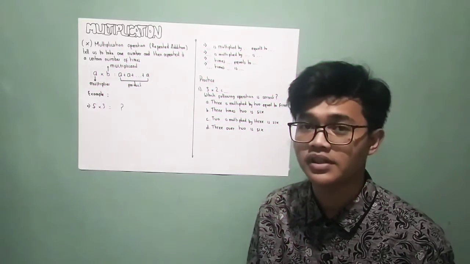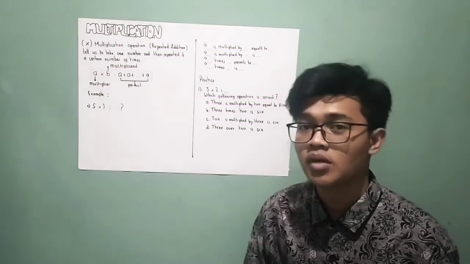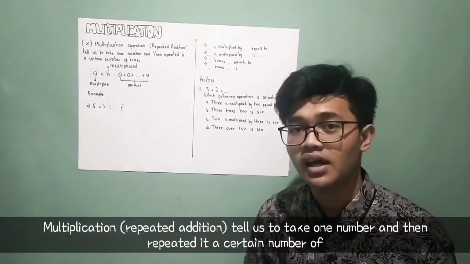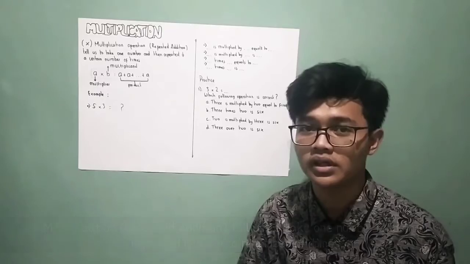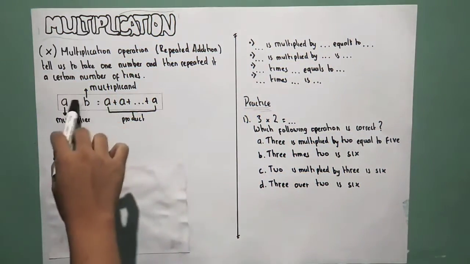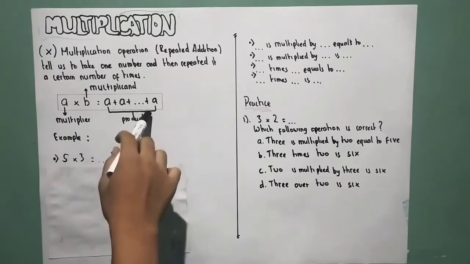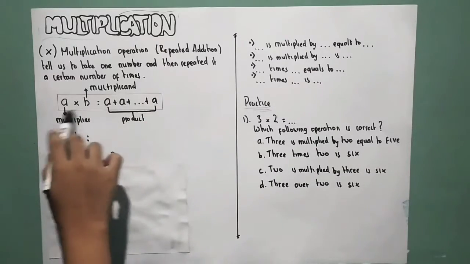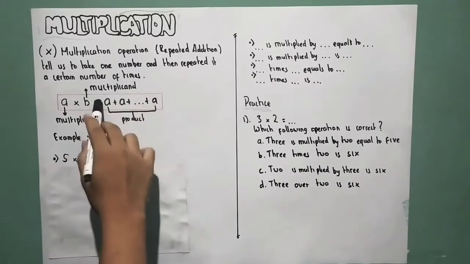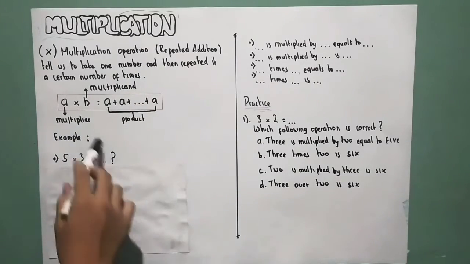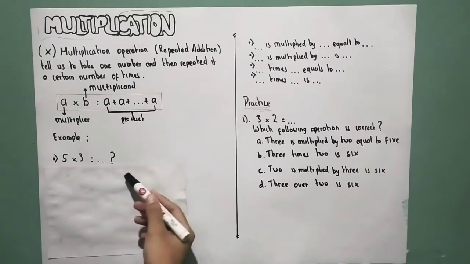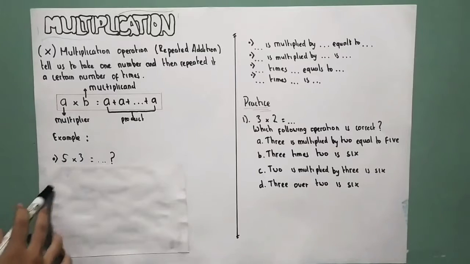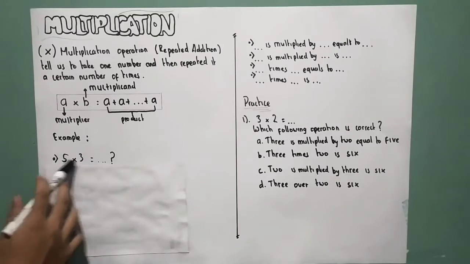So, the first material is multiplication. Multiplication or repeated addition tell us to take one number and then repeat it a certain number of times. Okay, let's zoom in. So this is the basic formula of multiplication, which A is multiplier, B is multiplicand, and this is the product. And the next is example, 5 times 3. The meaning, repeated addition of the number of 5 in 3 times.